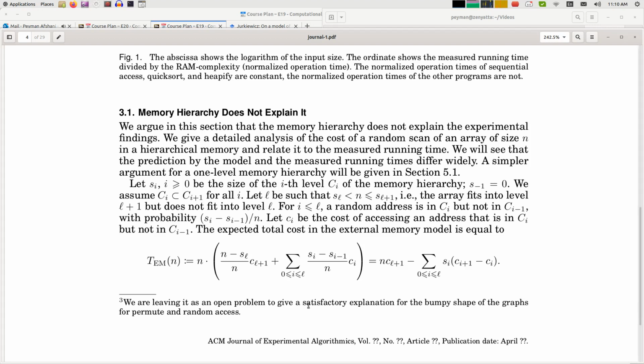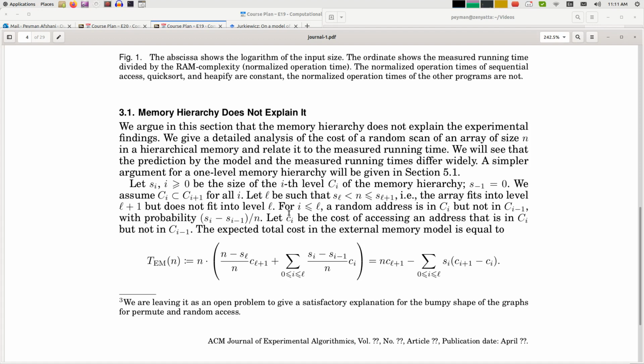First of all, they assume that we have a memory hierarchy in our system where Si is the size of the ith level of cache. For example, S0 could be the size of the registers, then S1 could be the size of the level 3 cache, and so on. And L is the level of the cache where the input starts to not fit. So the array fits into level L, but level L plus 1 does not. I guess the caches are decreasing in size.